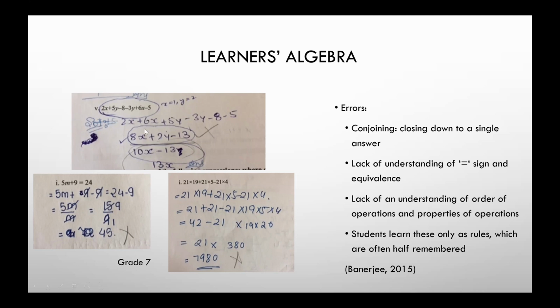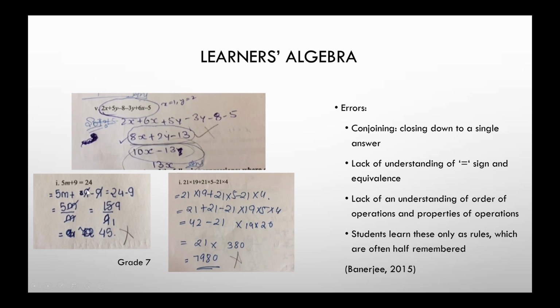So the child starts fairly okay, does some moving around of the terms, gets the like terms together, does this step. But following from the third step, there are some very unusual things, not unnatural. These are very, very common. So 8x plus 2y becomes 10x minus 13. And then finally you get a 13x.